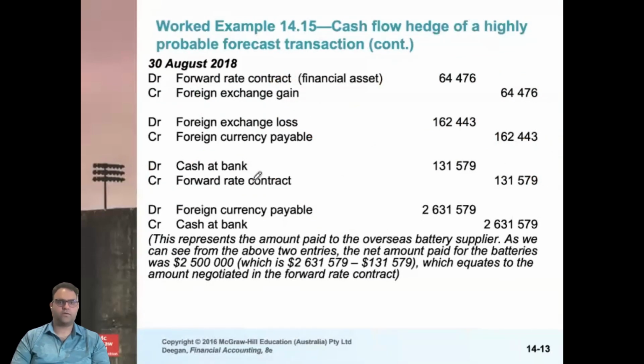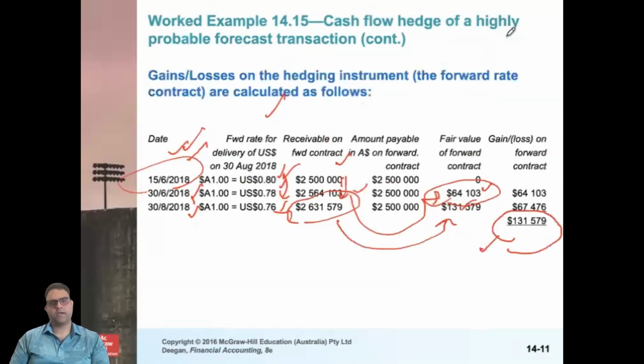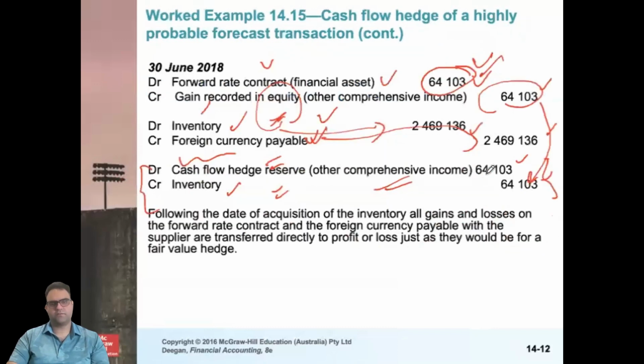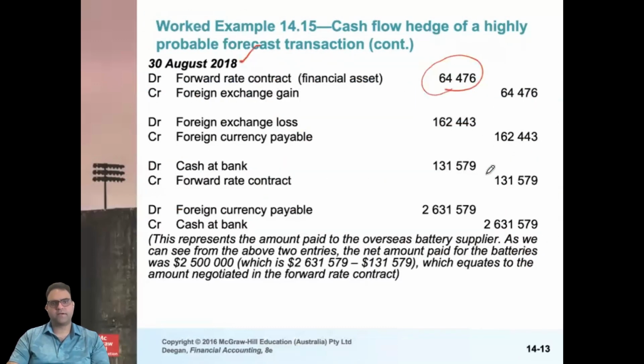We are going to the forward rate. For the forward rate on 30th August, the gain is 64,476. And then you have a gain called foreign exchange gain. So the gain is like an income that will be credited, and the contract-linked financial asset will be debited. This is exactly what we did in the last class.